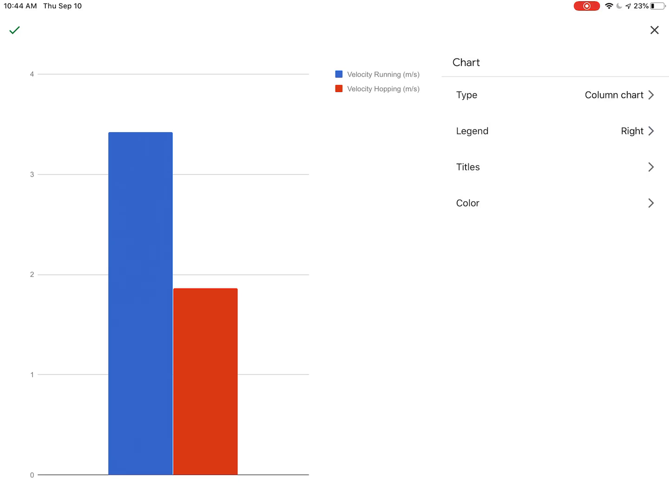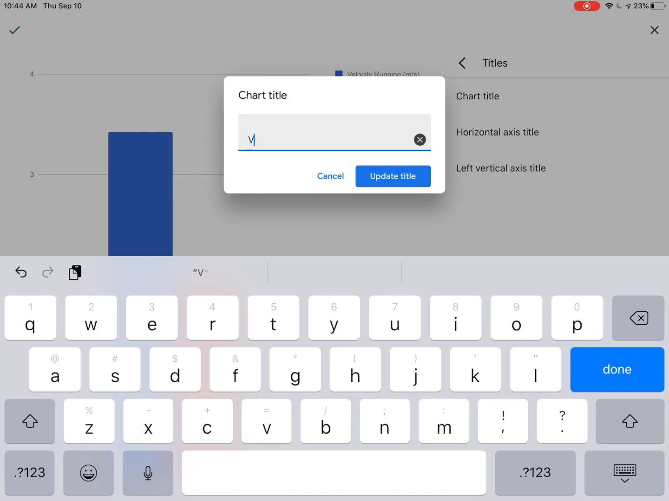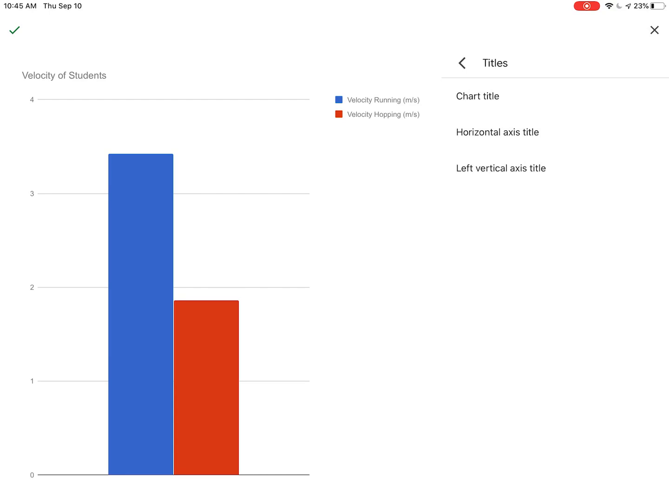The most important thing you need to do is go to where it says titles, and we need to name each of these things. So the chart title needs to be something that describes this entire graph. What am I looking at when I look at this? So here we're looking at the velocity of students. Make it descriptive. And you can see once I put that in, it appears on my graph.